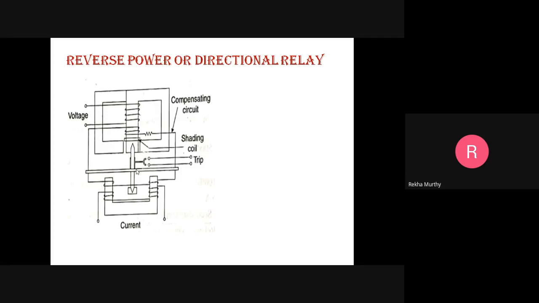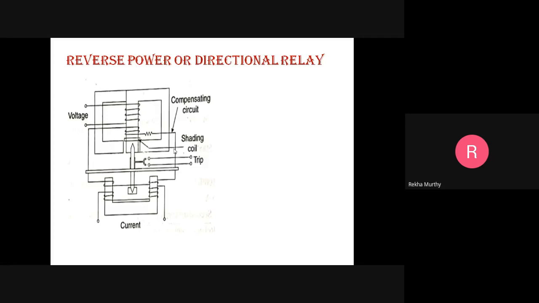In order to produce this maximum torque during the fault condition, when the power factor is very poor, we make use of a compensating winding, and shading coils will also be provided to get the maximum torque during the fault conditions. The power factor will be very poor. That is why a compensating coil circuit as well as a shading coil will be provided here.